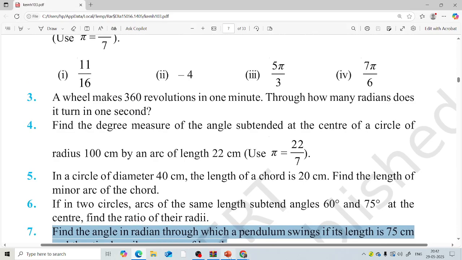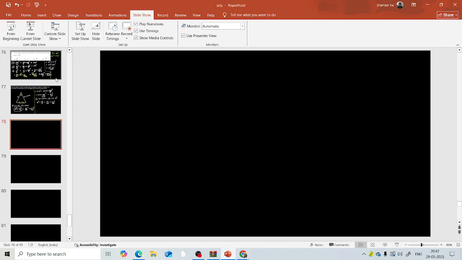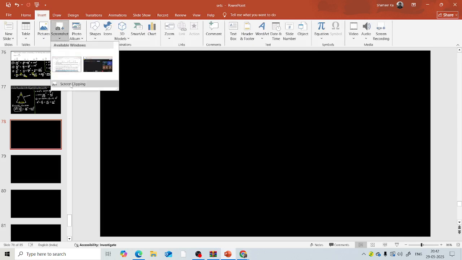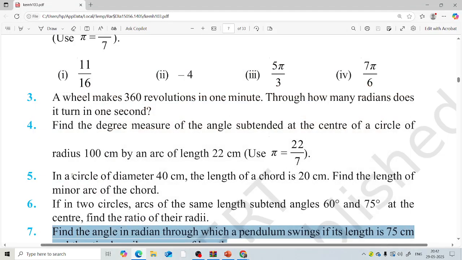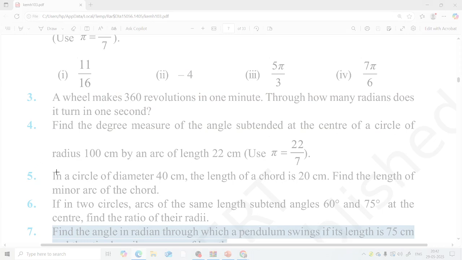Fourth one. Sir, I sent you the third one answer. Who has sent? Yes, sir, Shivani has sent. I will check, definitely. Okay, the fourth one I am going to discuss.